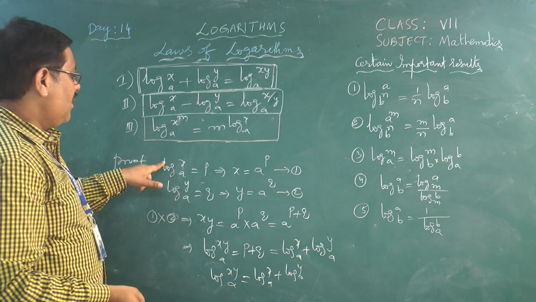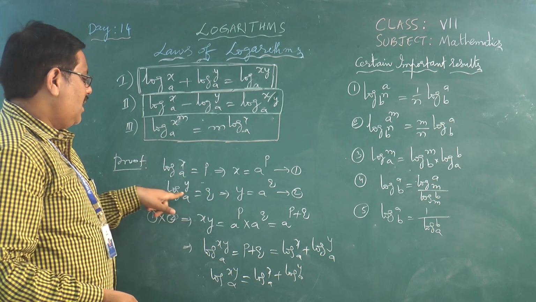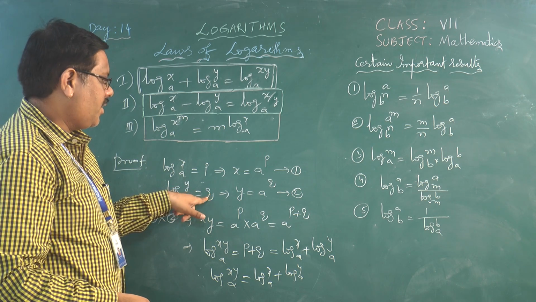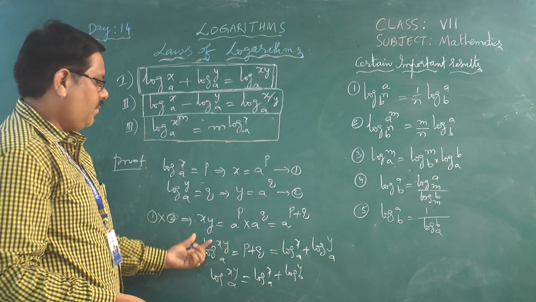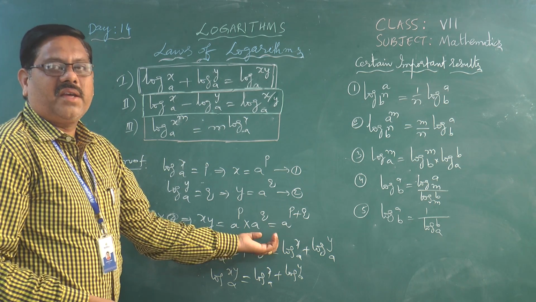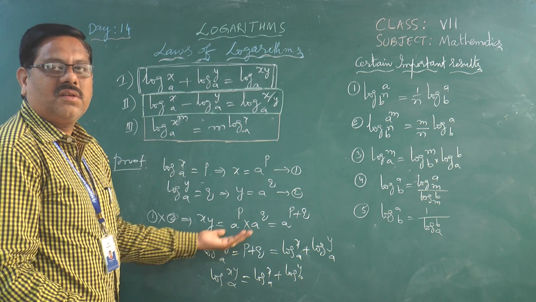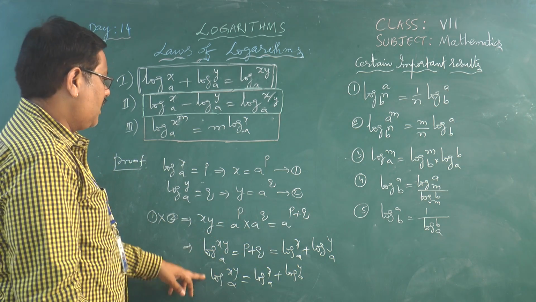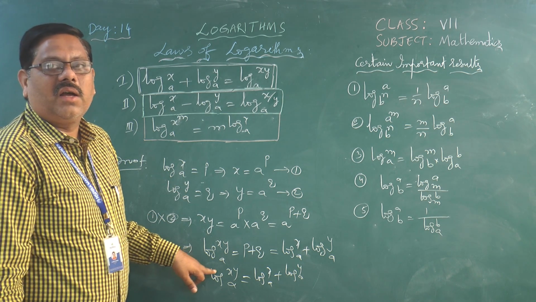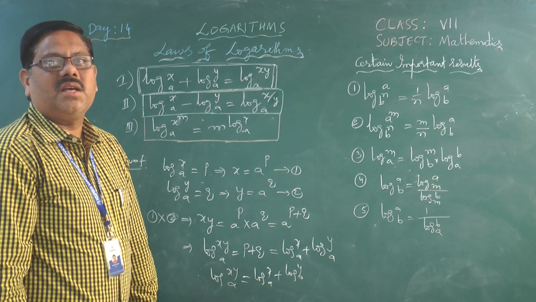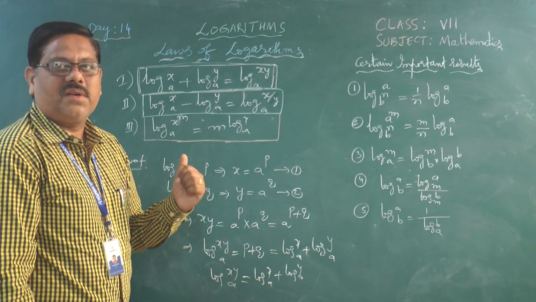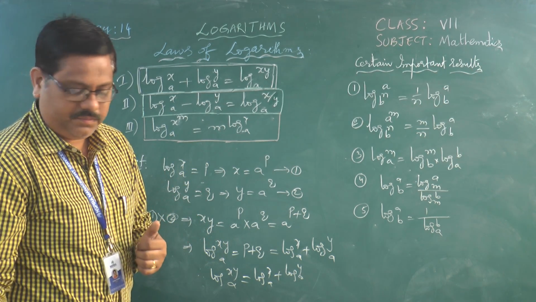What we are taking, log x to the base a we are taking as p, and log y to the base a as we are taking as q. Then we are multiplying these two and we are using law of exponents. Again, the basic definition of logarithm we are applying, so that you get the required resultant answer, log xy to the base a as log x base a plus log y base a. That is the first law. Now we will see the second law.